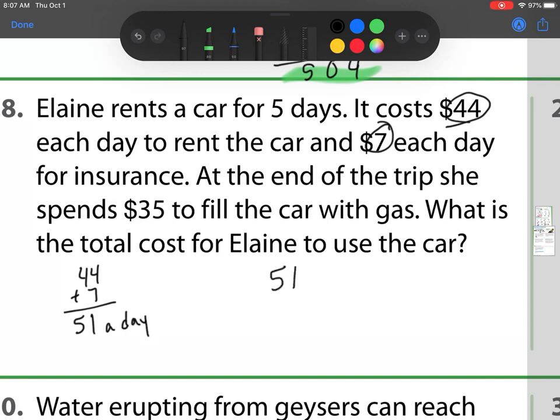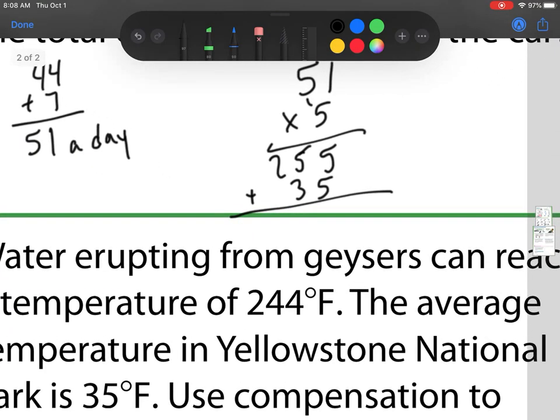So she's renting it for 5 days. So we're going to multiply it by 5. We're making 5 equal groups, 5 days. So we have 5 times 1 is 5. 5 times 5 is 25. So that's how much the car rental costs. And then lastly, it tells us she's adding $35 worth of gas. So let's add $35, and then we'll see how much this car costs for 5 days.